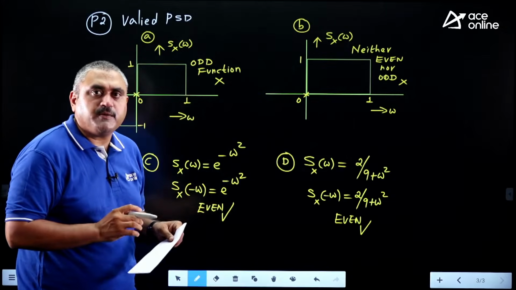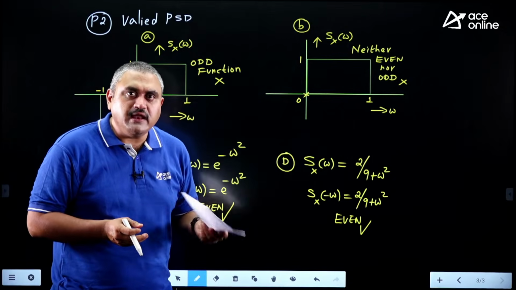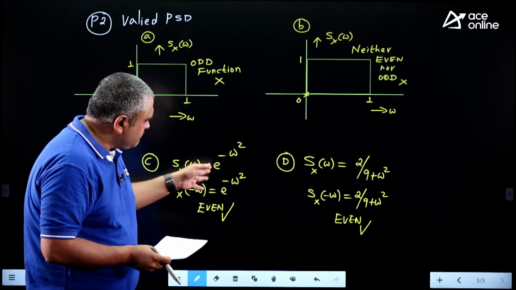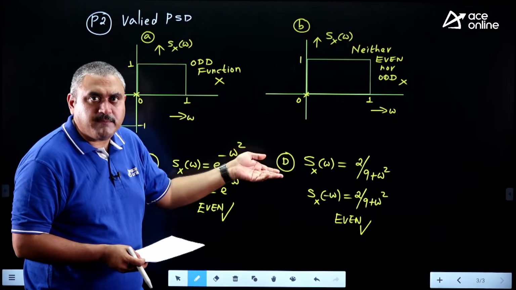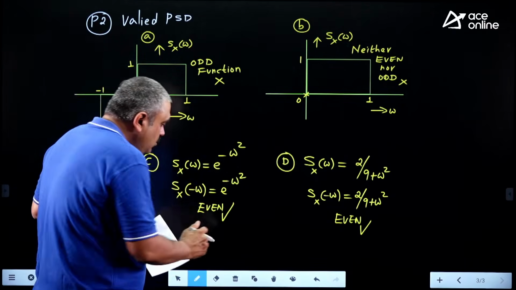Along with this, what are the other properties? It should be real as well as even. So even we have checked, definitely both functions are real. There is no complex term present here. So both C and D are correct.